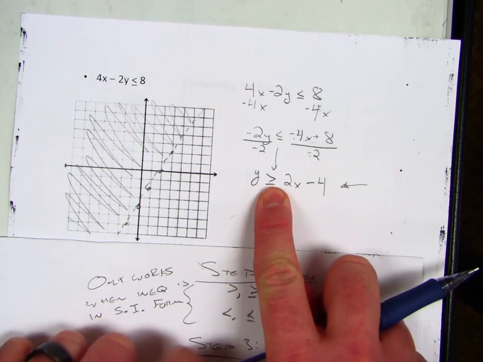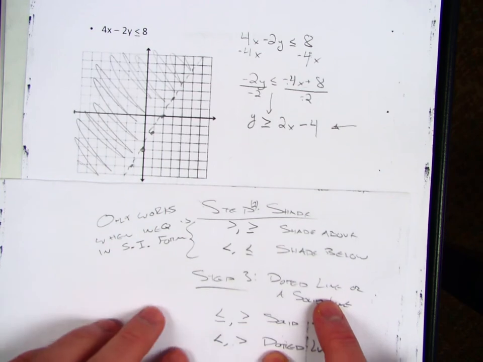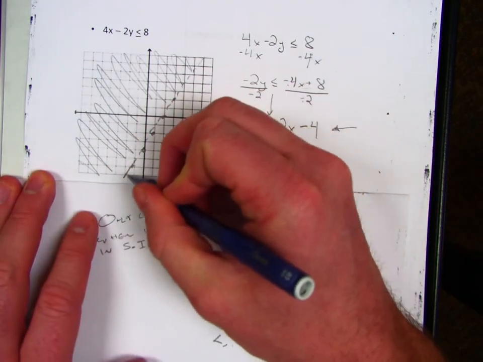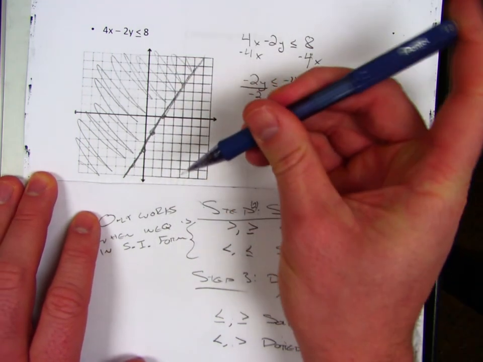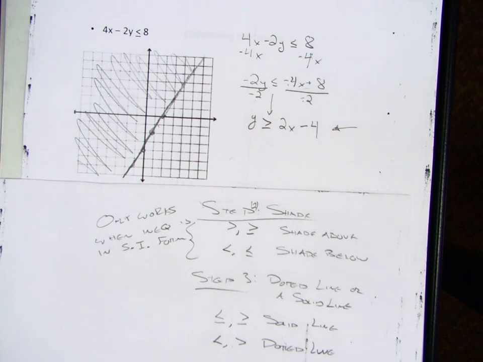And then we have the or equal to here. So for our step 3, the or equal to means we have a solid line. So I'm going to go back over my boundary line and make it a solid line. And that's just showing that points that fall directly on this line are solutions to the inequality.